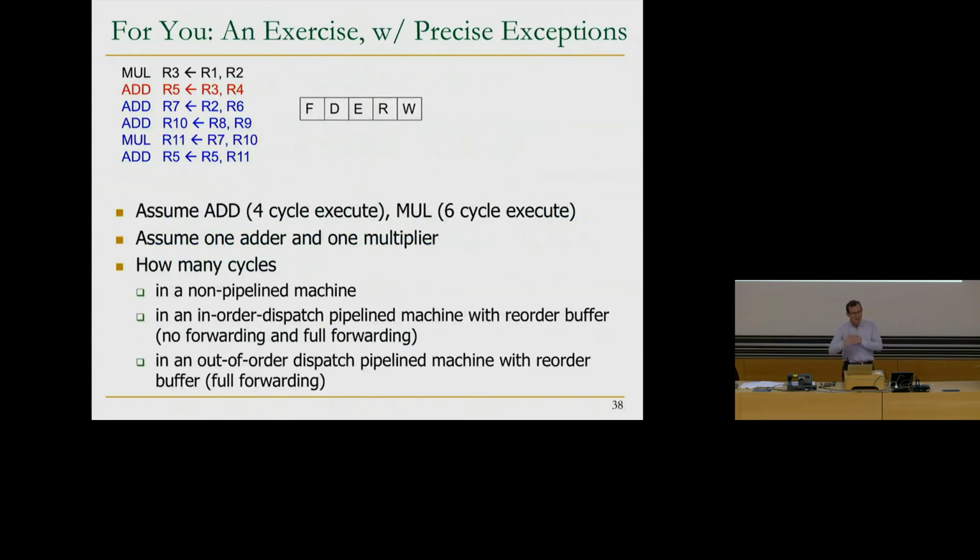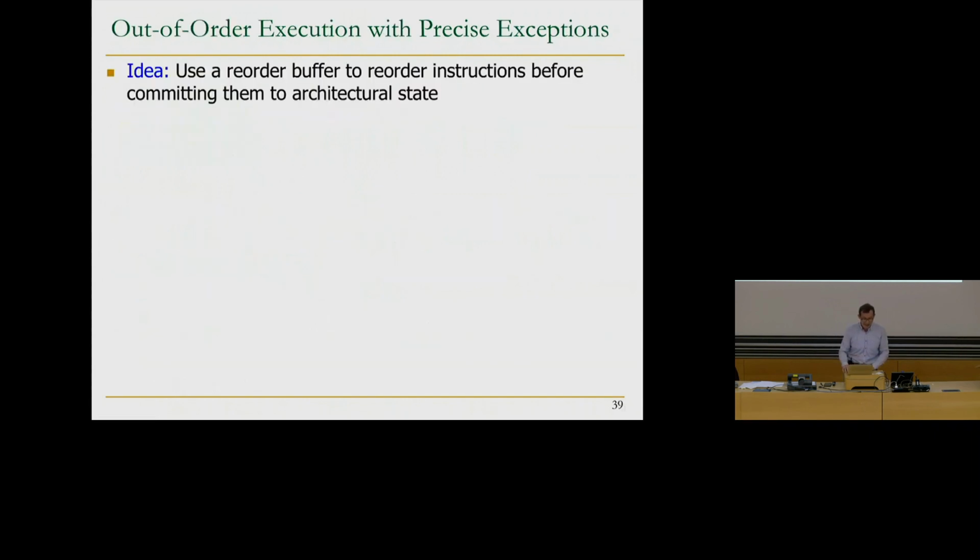So let me become a little bit more realistic, and then I'll introduce some of the concepts this way. This is an exercise with precise exceptions. How do you do out-of-order execution with precise exceptions? The fundamentals are essentially the same. Before, in this example, as some of you noticed, we're updating the register file right away. Don't do that. Use a reorder buffer to reorder the instructions before committing them to the architectural state.